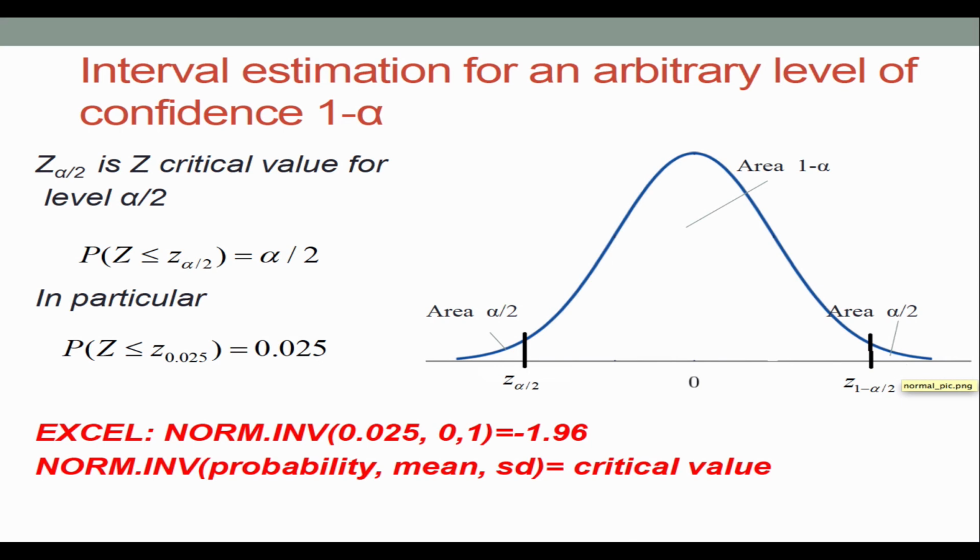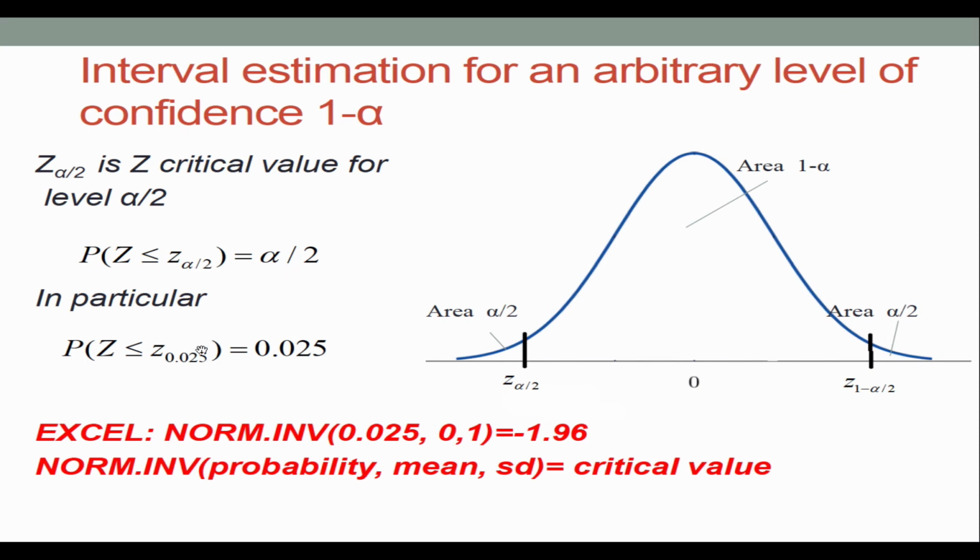Is that okay? So then we are looking at these two critical values, z alpha over 2 and z 1 minus alpha over 2. The absolute values for those two should be equal because the normal distribution is symmetric. So we only need to figure out one critical value. This critical value, z alpha over 2, satisfies the following condition: the probability of a standard normal being less than or equal to this critical value should be alpha over 2.